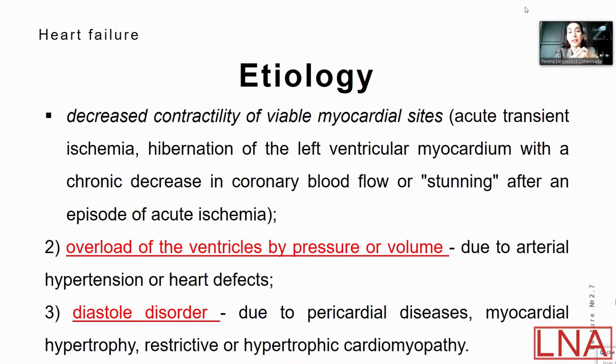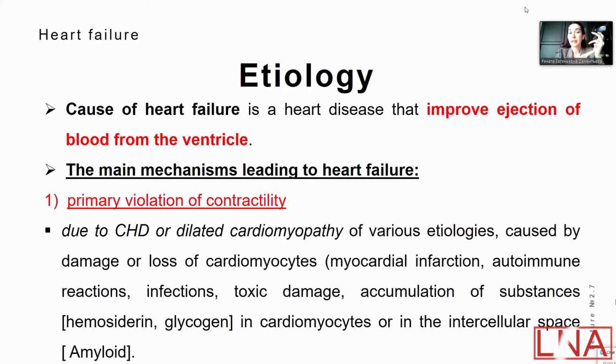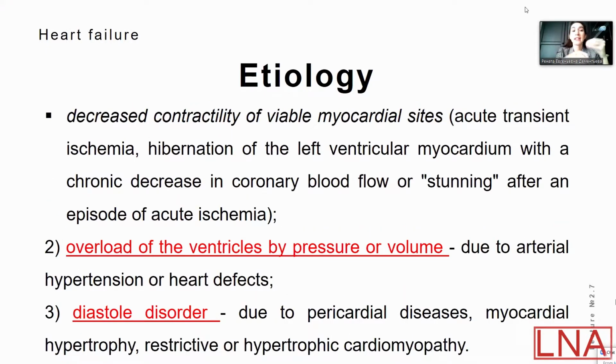Another mechanism is decreased contractility of available myocardial sites: acute transient ischemia, hibernation of the left ventricular myocardium with chronic disease of coronary blood flow, or stunning after an episode of acute ischemia. And overload of the ventricles by pressure or volume. So the first mechanism is primary impairment of contractility, damaging the structure of the myocardium by many reasons and decreasing contractility of available myocardial sites.